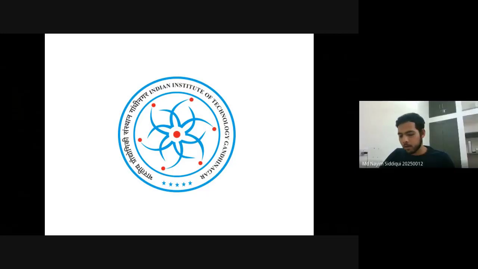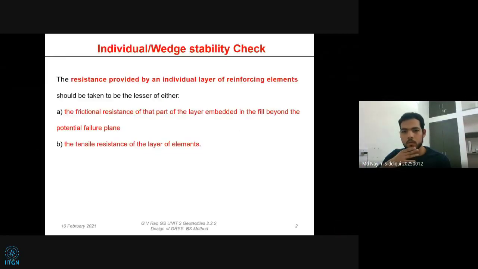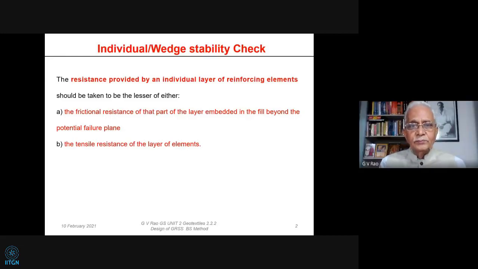We have found the critical condition, that is between the reinforcement and soil. So let us look at it like this. You're able to see the screen? Yes, sir.